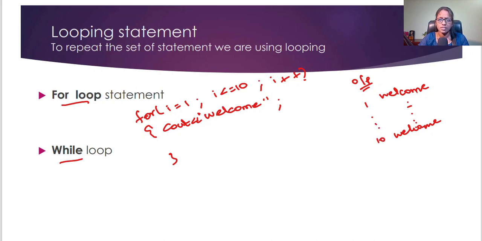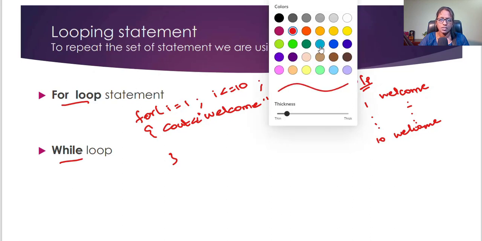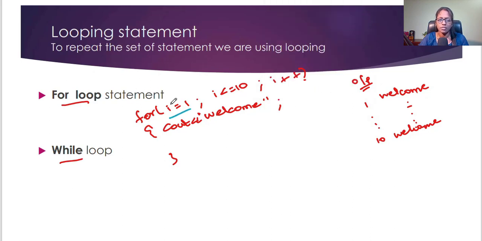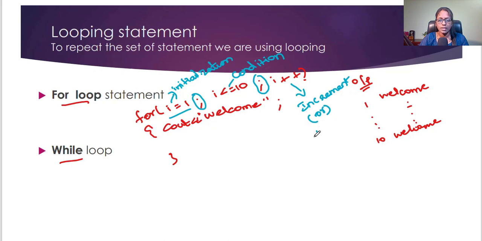Here, this is called the initialization statement. In the syntax for the for loop, 2 semicolons will be there. The first part indicates initialization. This is the condition, up to how much I have to do, up to 10 I have to do. This is called the increment or decrement. You can increment the variable value, or you can also decrement the variable value.